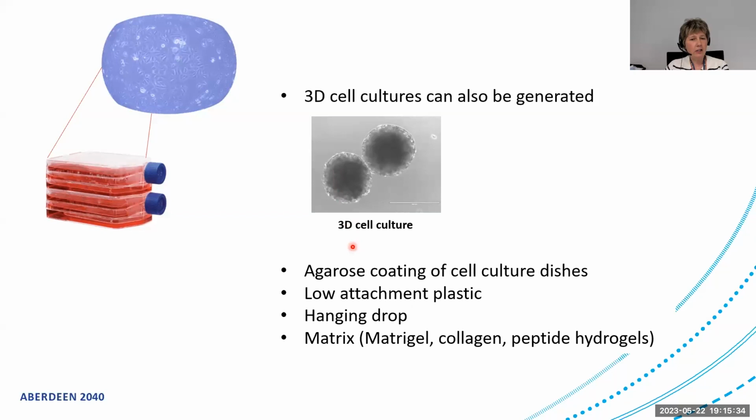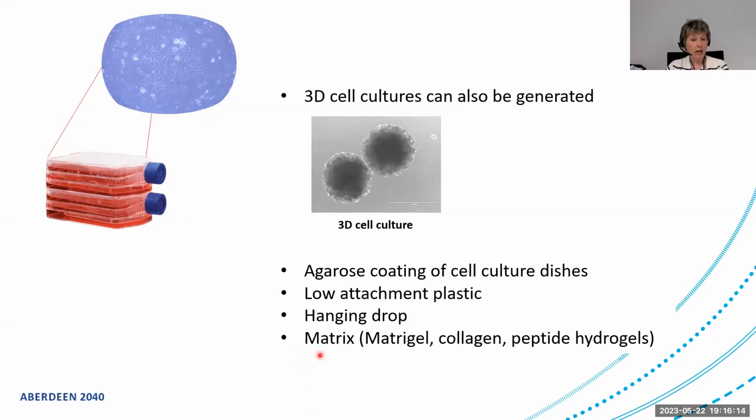And you can encourage the cells to develop these 3D cultures either by putting a coating of agarose on the base of the cell culture dishes, and that prevents the cells from attaching, and they're forced to form these 3D structures, these 3D spheroids. Low attachment plastic will do exactly the same. And you can also use the hanging drop method, whereby small numbers of cells are forced to grow on the lid of a culture dish in the form of this hanging drop. And again, the cells are forced to coalesce and form these 3D cell cultures.